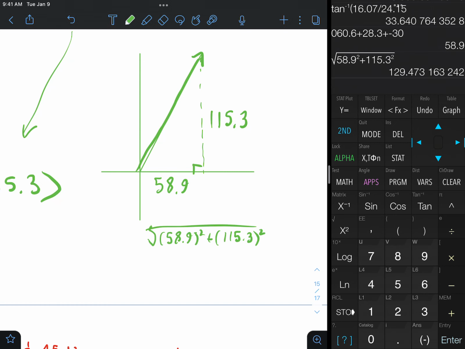15.3 squared. All right. So apparently we get 129. That makes sense too, because it should be the longest side of your triangle there. So 129.5, I guess we'll say newtons.